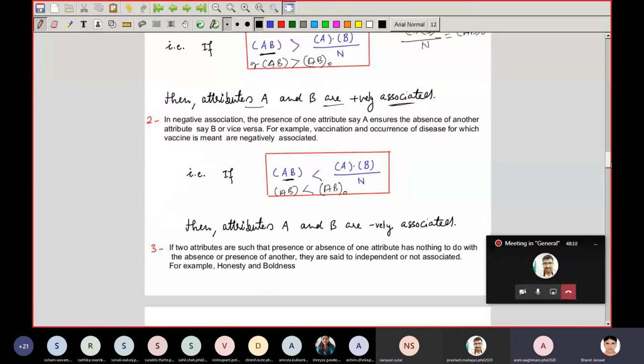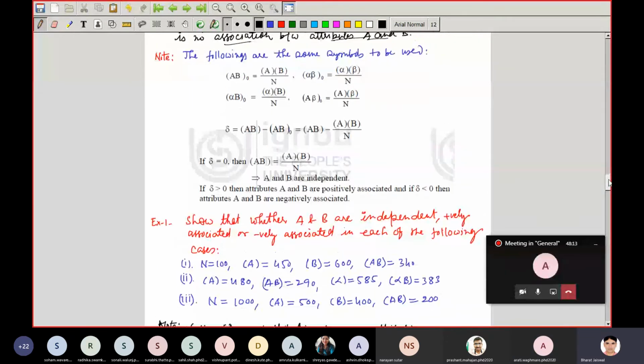Yes, sir. Okay, now let us see. These are notations I have already told you all. Similarly, you can say for the absence of the attribute, the same type of strategy can be taken. So these are notations, and this is the formula. Can you give an example for the negative association?